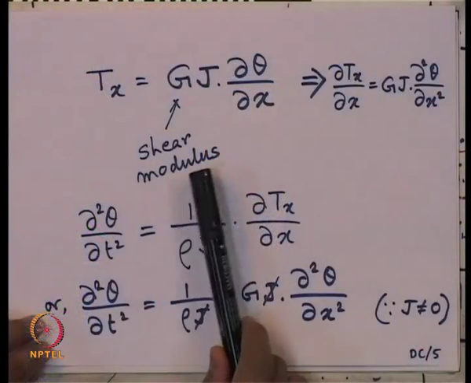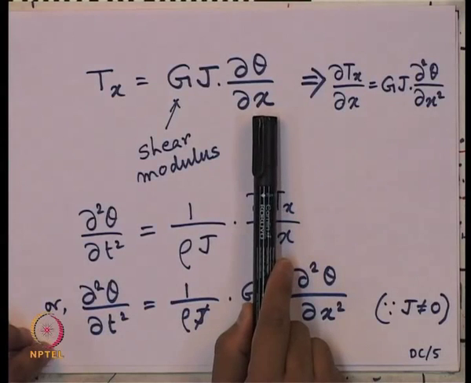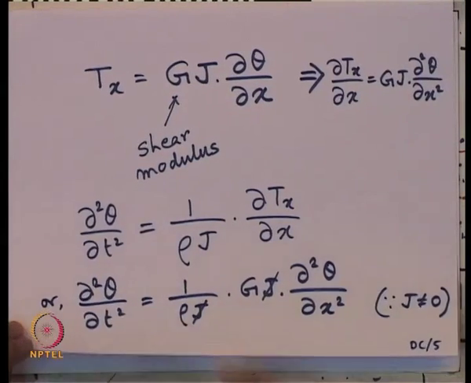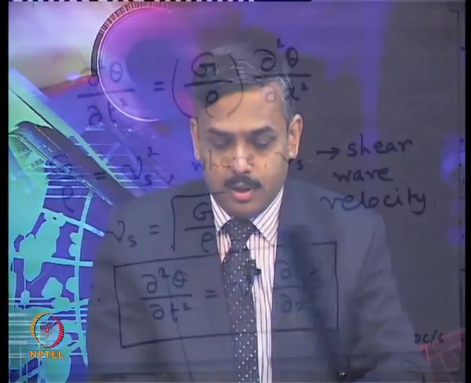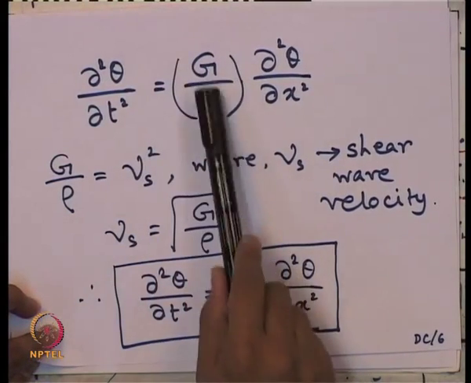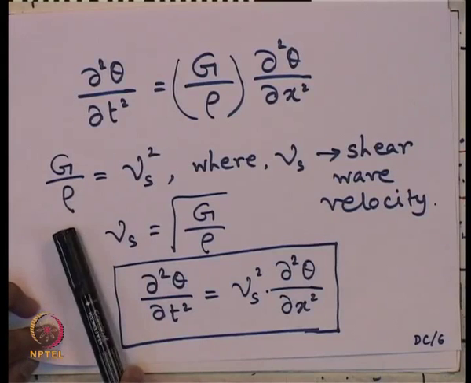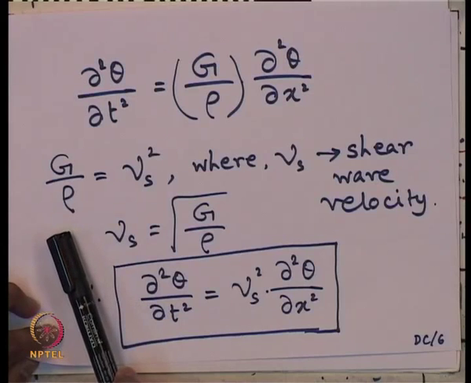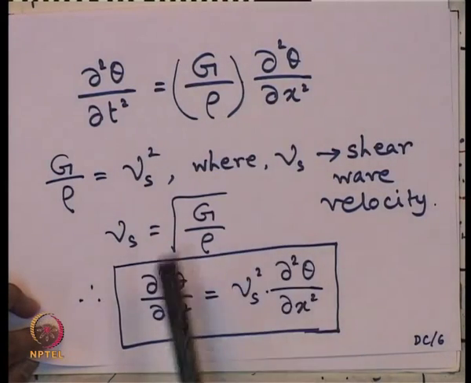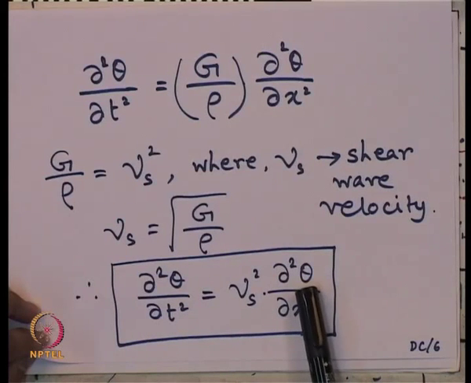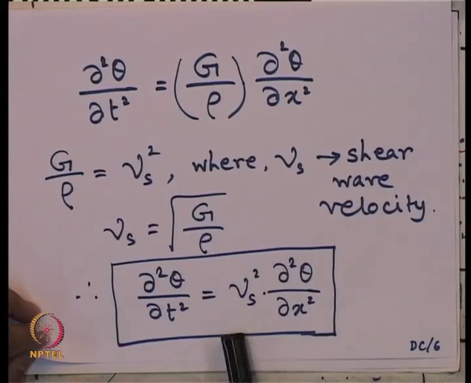After that, we applied the relationship between torque and rotational displacement through the shear modulus and polar moment of inertia in this form. On further simplification, what we arrived at finally is this one, where this parameter again we have defined as the square of the shear wave velocity. Shear wave velocity is nothing but root over G by rho, where G is the shear modulus of the material and rho is the density of the material. Hence, the governing equation of motion in terms of the rotational acceleration, and the second order differential of the rotational displacement with respect to the space coordinate x, are related through the shear wave velocity of the media for this torsional wave.